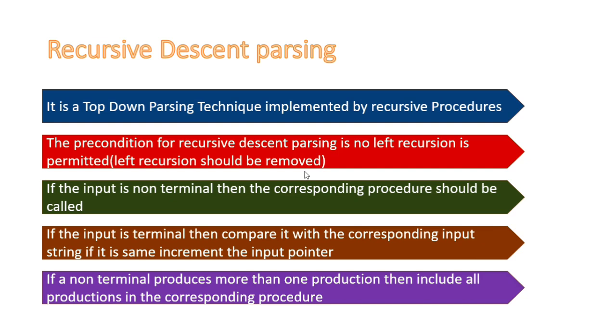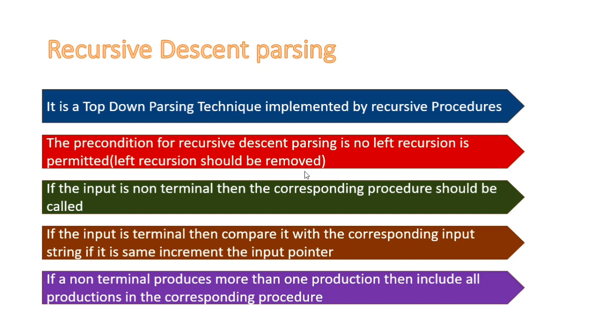Generally it is implemented by recursive procedures, but the major constraint is that when a grammar is left recursive, we cannot apply this parsing. So we have to eliminate left recursion, and then we can apply recursive descent parsing. That means a left recursive grammar cannot be used, but a right recursive grammar can be applied in recursive descent parsing.